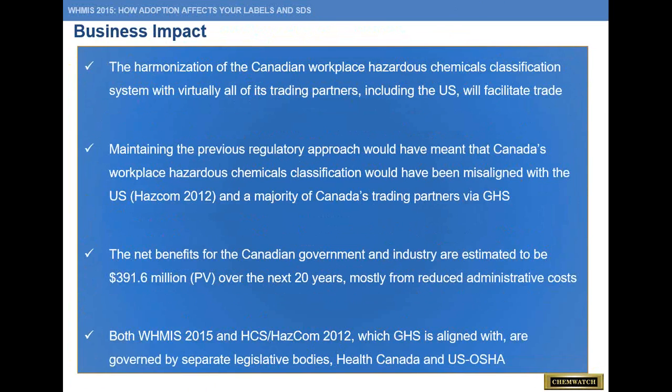And that misalignment is reflected in cost. It's approximately $20 million a year, just an estimate from the Canadian government. This affects the Canadian government and industry, and it's mostly from getting rid of administrative costs. But something to keep in mind on business impact is that both WHMIS 2015 and HazCom 2012, which GHS is aligned with, are governed by 2 separate legislative bodies, Health Canada and US-OSHA. And these bodies will, quite frankly, act in the best interests of their people, and that doesn't always align.